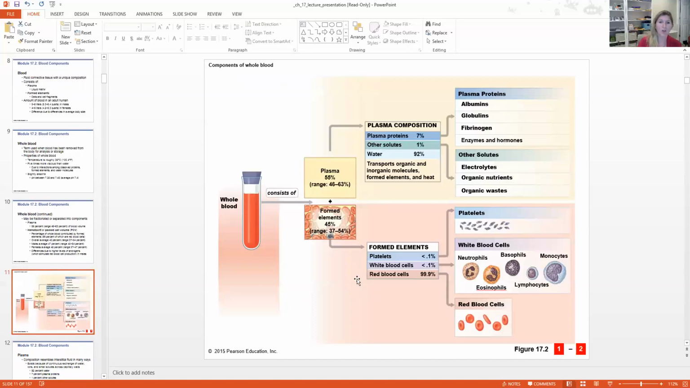So here's the image from your book, breaking it all down. Here, I hope you can see my mouse. I'm not sure if you can or not. You see the whole blood. When we spin that down and separate it out, fractionate it, you have your plasma.